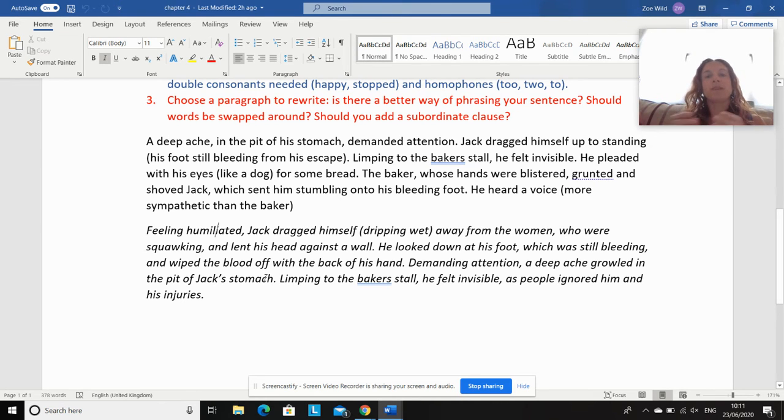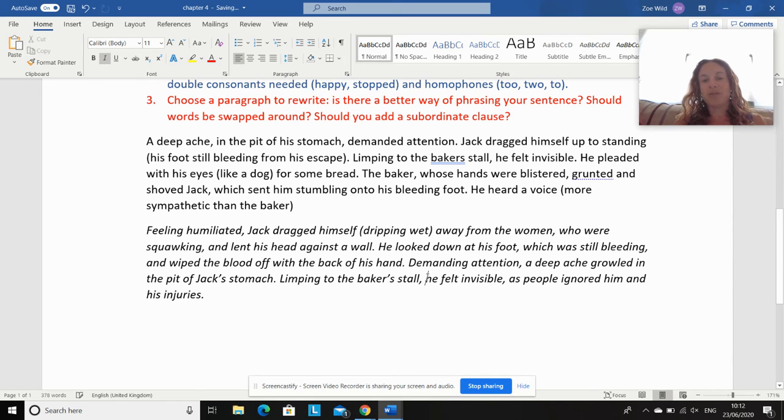I've added some new vocabulary. I'm trying to think about the continuity of one paragraph to the next and one sentence to the next, making sure that it all fits together a bit better, so that it's more smooth, so that my reader has a vivid image in their head of exactly how it looks. And then finally, I've gone on to say limping to the baker's stall. And I'm wondering if I need an apostrophe here. I'm thinking about it belongs to the baker, so I guess so.